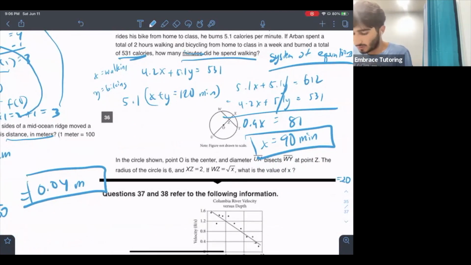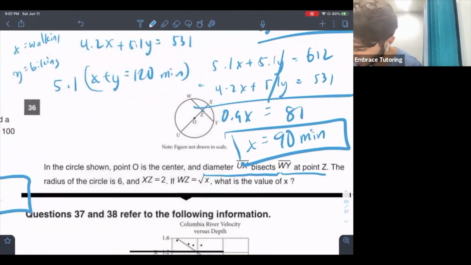36. In the circle shown, point O is the center and diameter UX bisects chord WY at point Z. So right here. The radius of the circle is 6. So this right here is 6. I can redraw. Right there is 6. And XZ is 2.